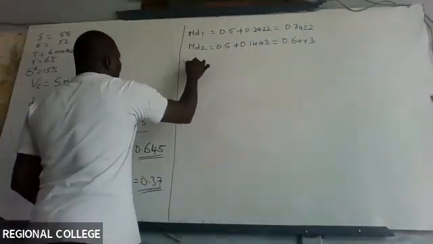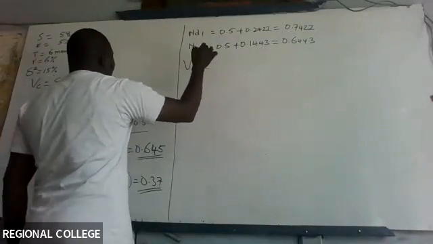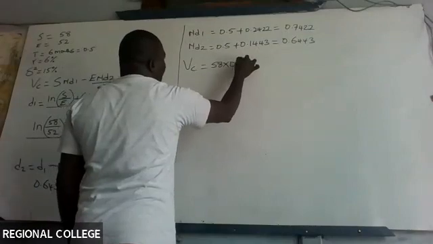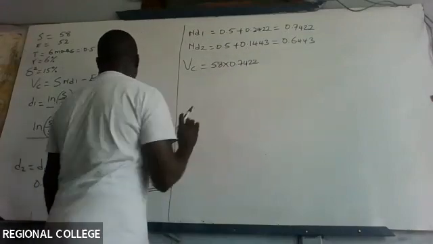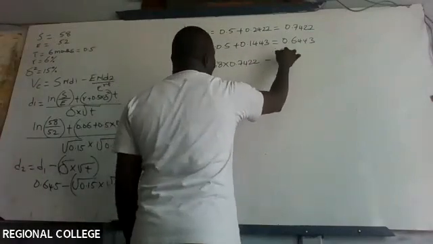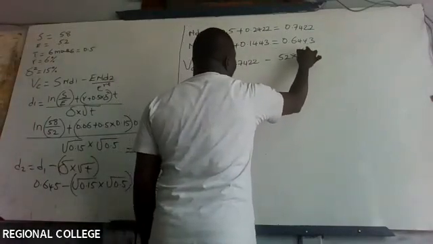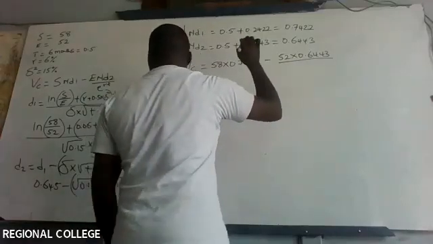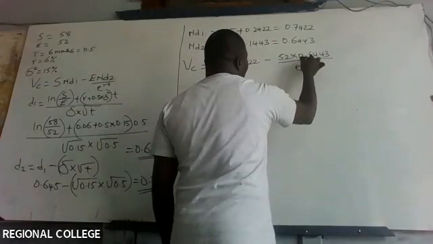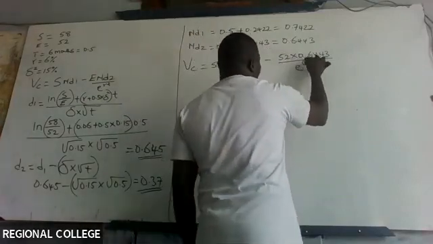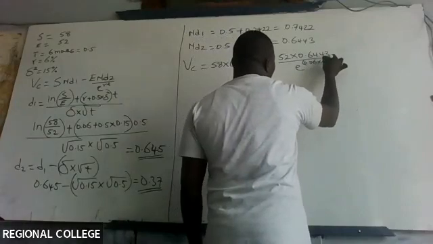Therefore, VC equals N(d1), that is 58, times 0.7422, minus the exercise price, which is 52, times N(d2), 0.6443. We divide it by what? Exponential raised to the risk-free rate, which is 0.06, and the time is 0.5.